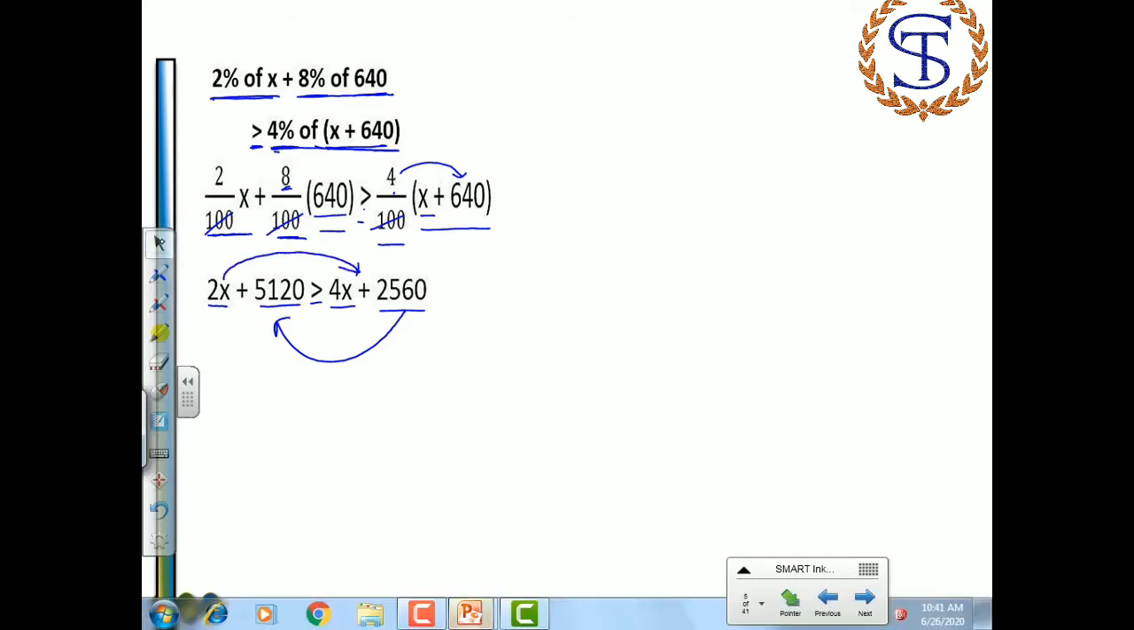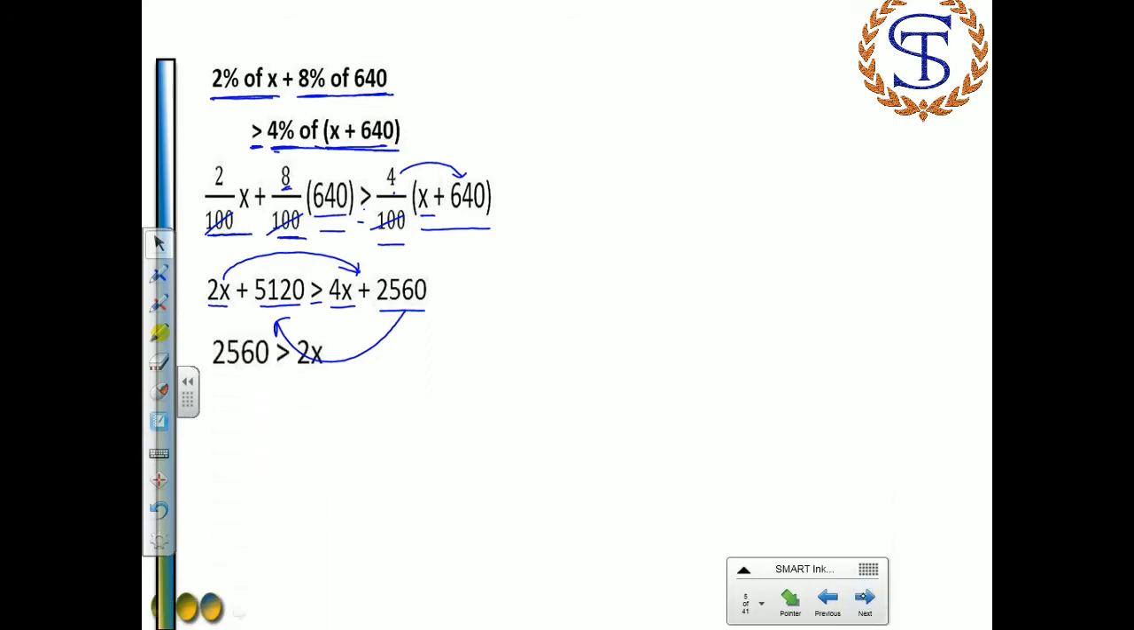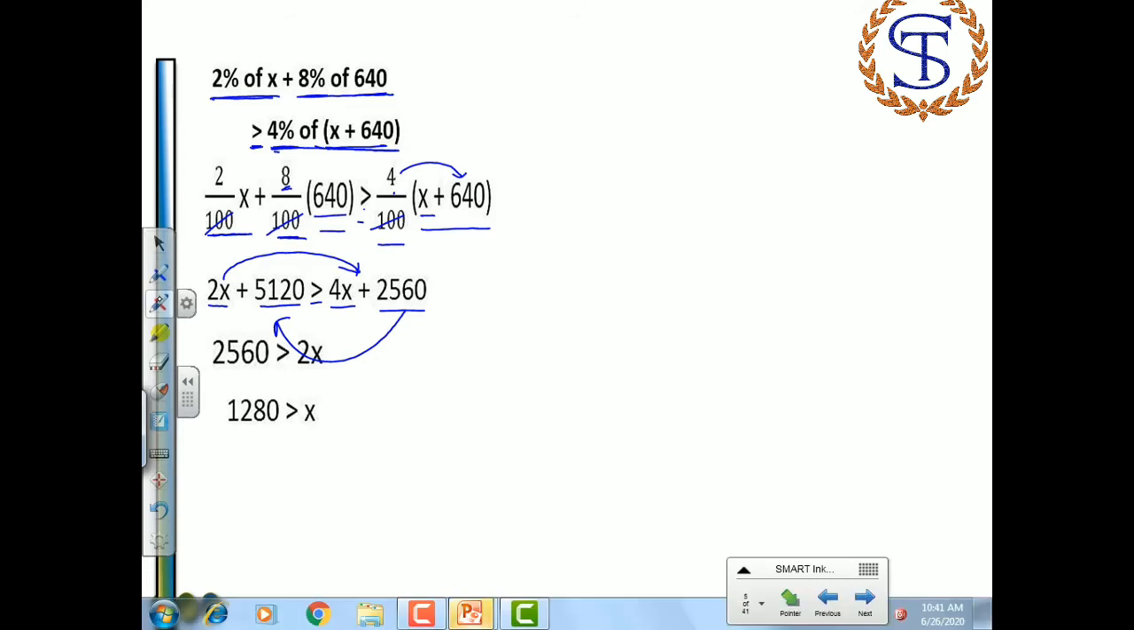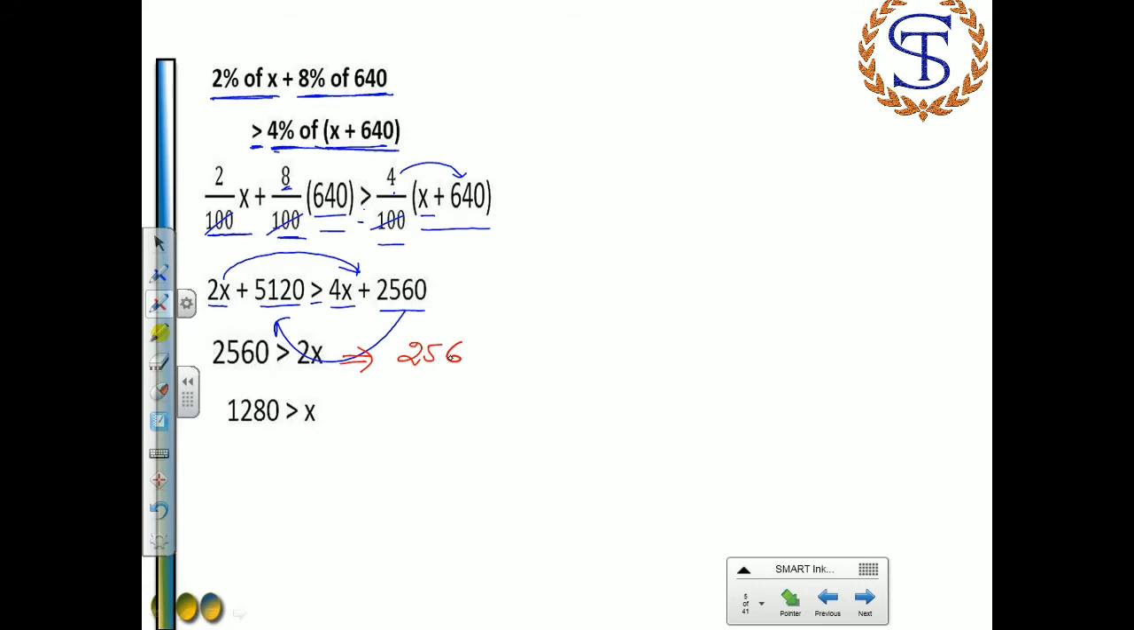Then on simplification we will get 2560 is greater than 2x, that is 2560 upon 2, and on simplification we will get 1280. So this is one of the values of x.